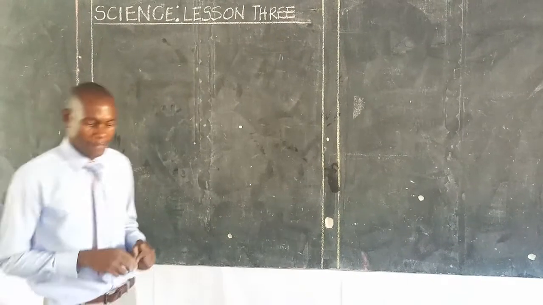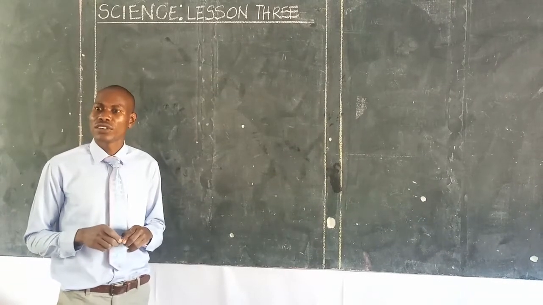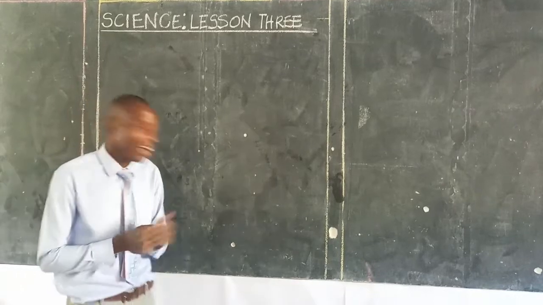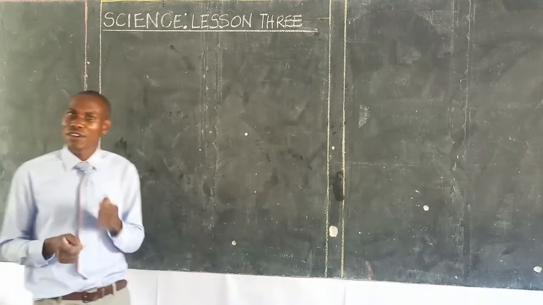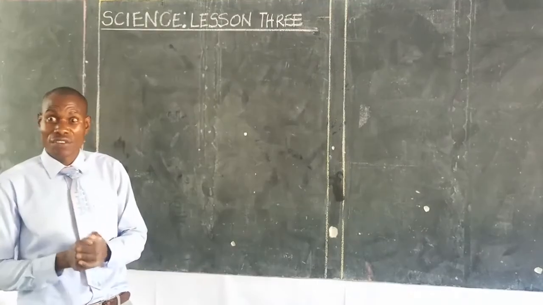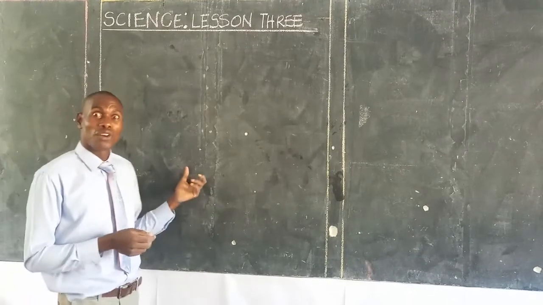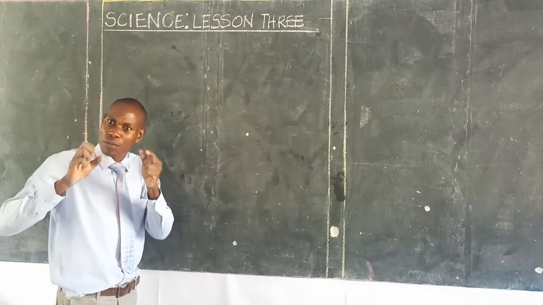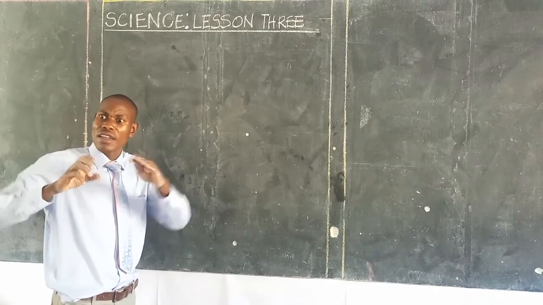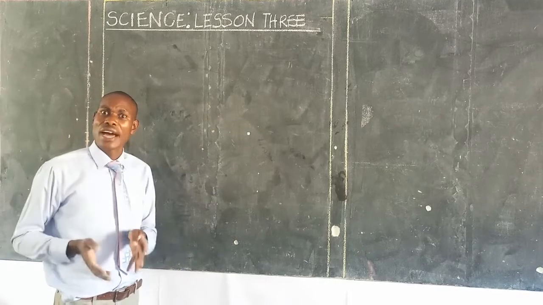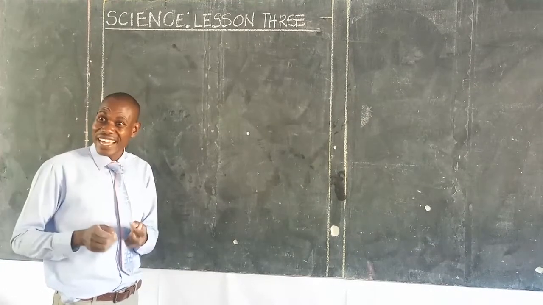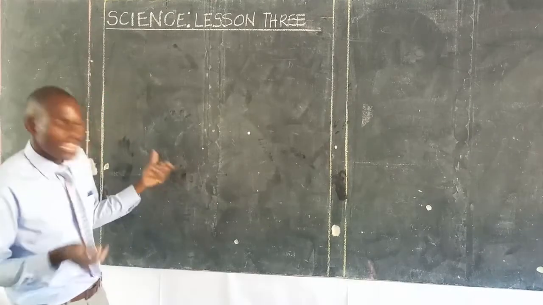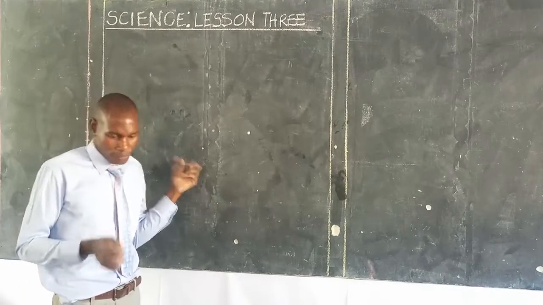Our answer is light travels in all directions from the source. We give an example of the sun. When we look at light from the sun, all parts of our country, Uganda, are able to receive that light at the same time. Why? Because light travels in all directions from the source.